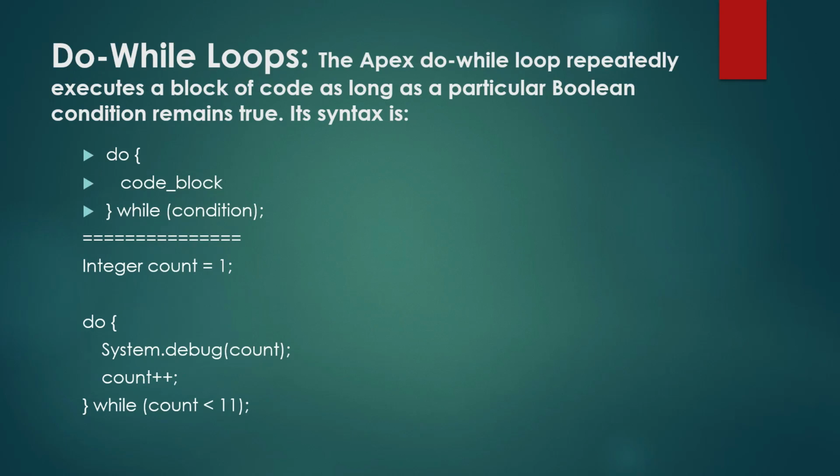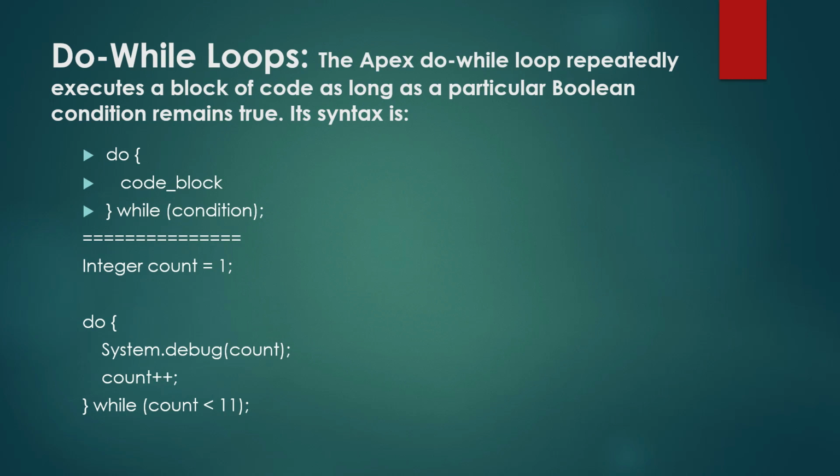So, the do while loop. The Apex do while loop repeatedly executes a block of code as long as a particular Boolean condition remains true. Its syntax is this. So do, code block, then it will check the condition. So it is running the code block first, then it is checking the condition. So for example, integer count equals 1. So you're declaring an integer variable, count is the name, and you are assigning the value 1.